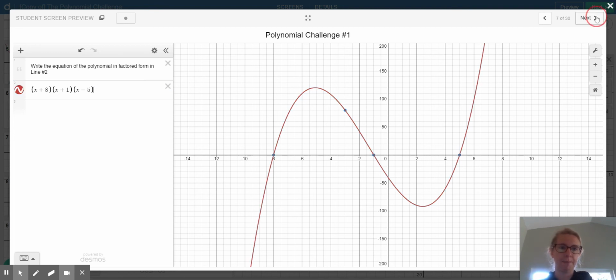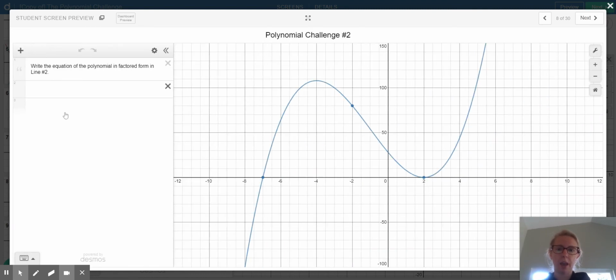Let's go to the next one. Okay, if we have something like this that bounces, remember that counts as 2. That is 2 roots right there. So we need to take into account that double root or that square root and make sure we square the factor that represents that point right there.